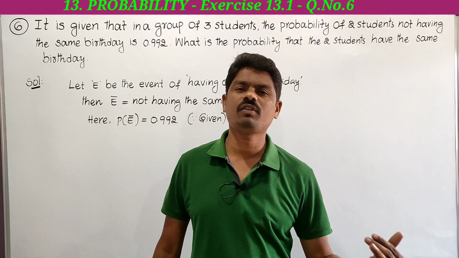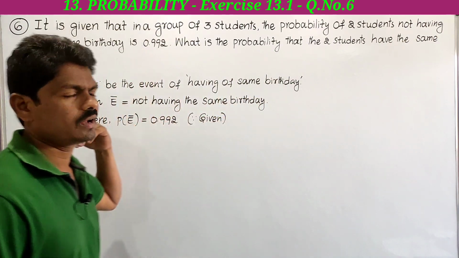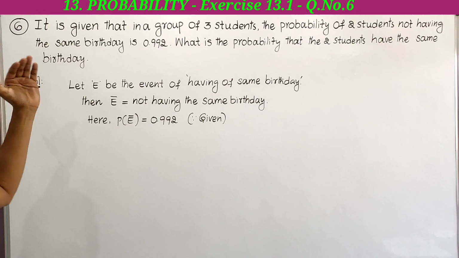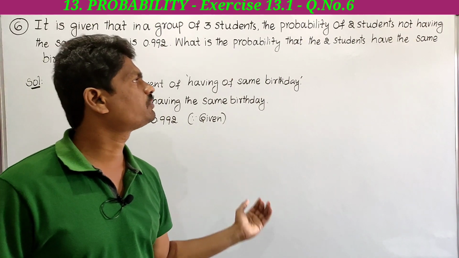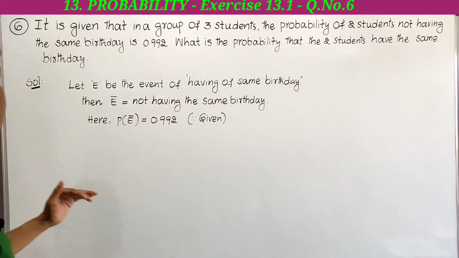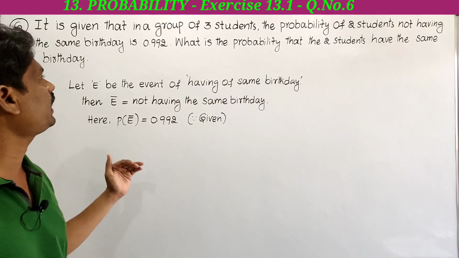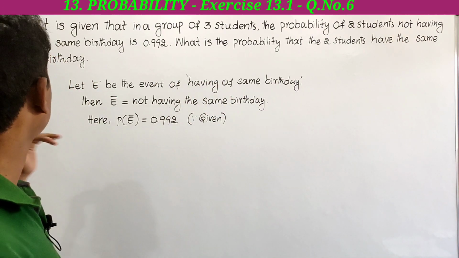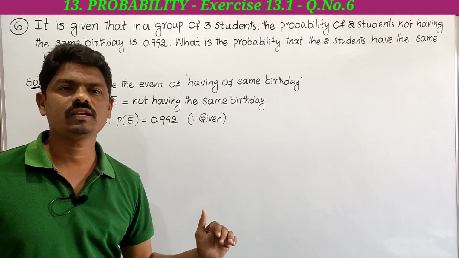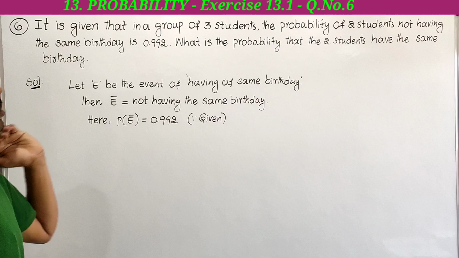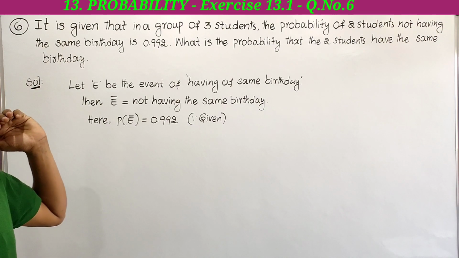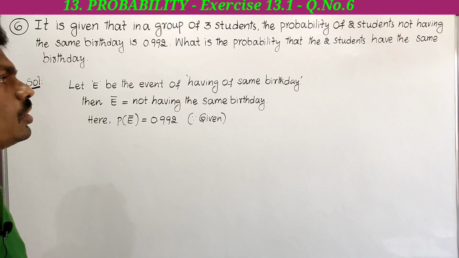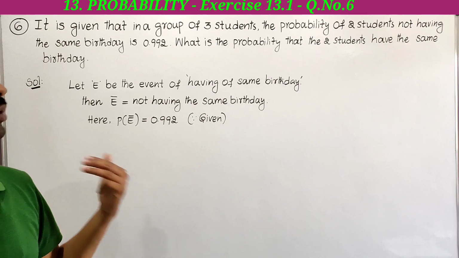Already we have completed 5 problems. This is the 6th problem. See here what he is asking us to find. It is given that in a group of 3 students, the probability of 2 students not having the same birthday is 0.992. What is the probability that the 2 students have the same birthday? So very easy. Out of 3 students, the probability of 2 students not having the same birthday he has given is 0.992. Then what is the probability that they have the same birthday?